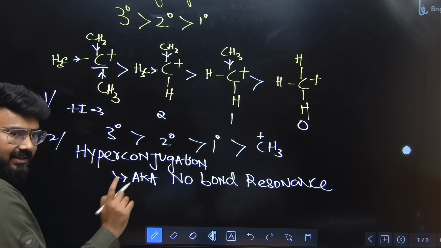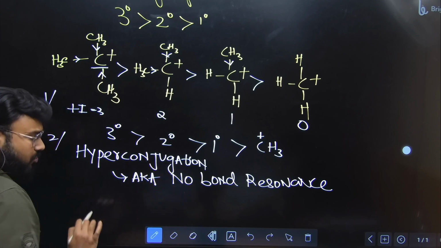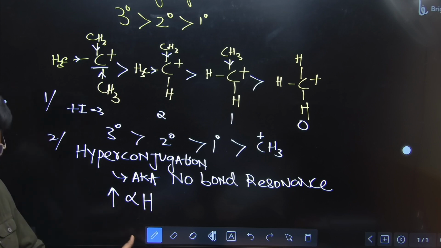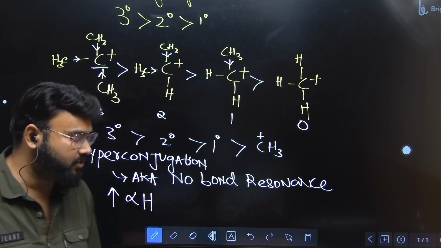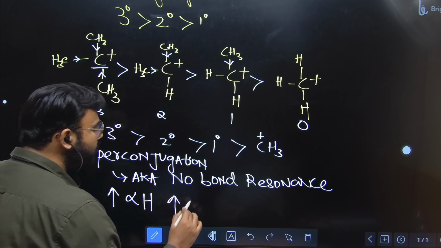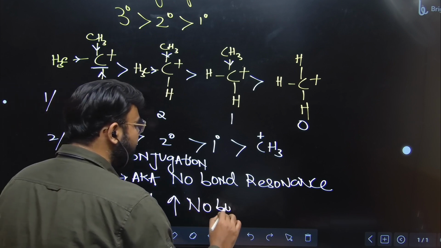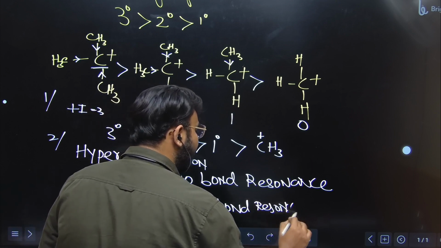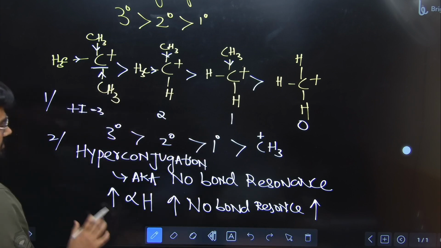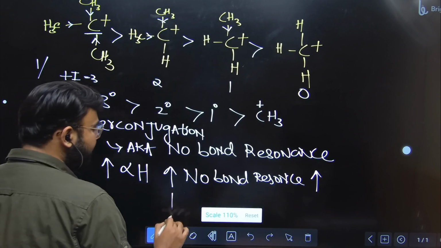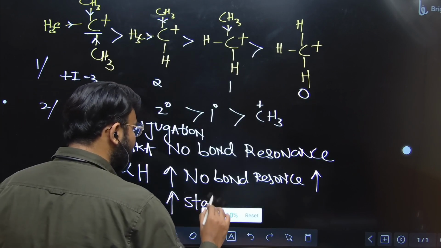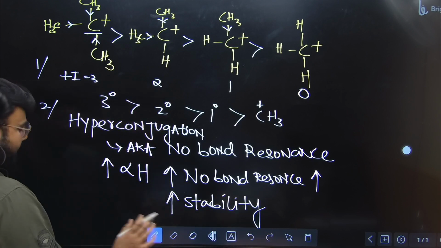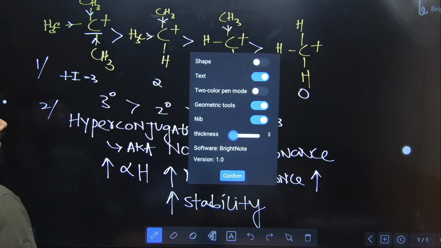What this says is, if you have more alpha hydrogens, then there will be more no bond resonance structures. And if more no bond resonance structures are there, then there will be high stability. What will be high, guys? There will be very, very high stability. All right.